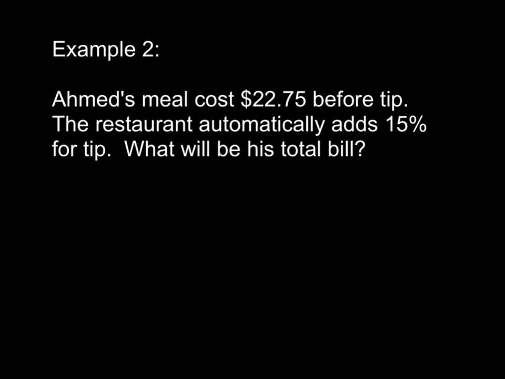Here's an example for you to try. Ahmed's meal costs $22.75 before tip. The restaurant automatically adds 15% for tip. What will be his total bill? Push pause, try to determine this on your own, and then come back and see how you did. This is also a two-part problem. You must first find the tip, and then once you find the tip, you must add that to get your total.